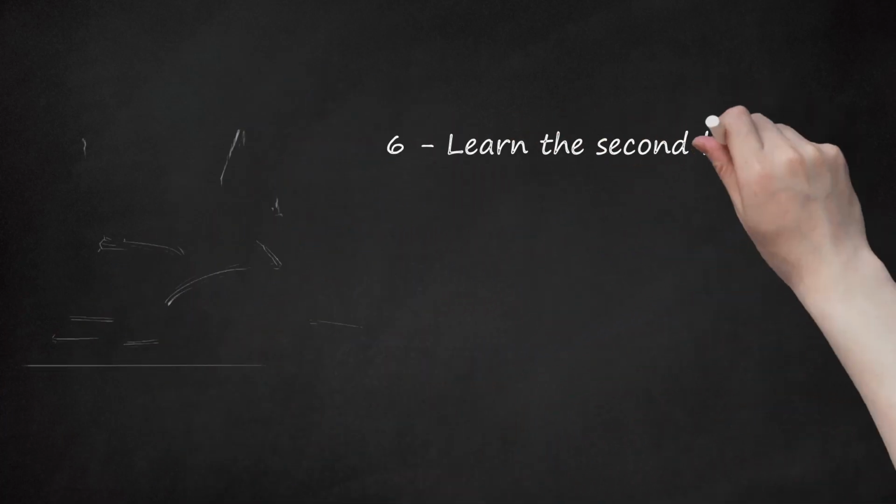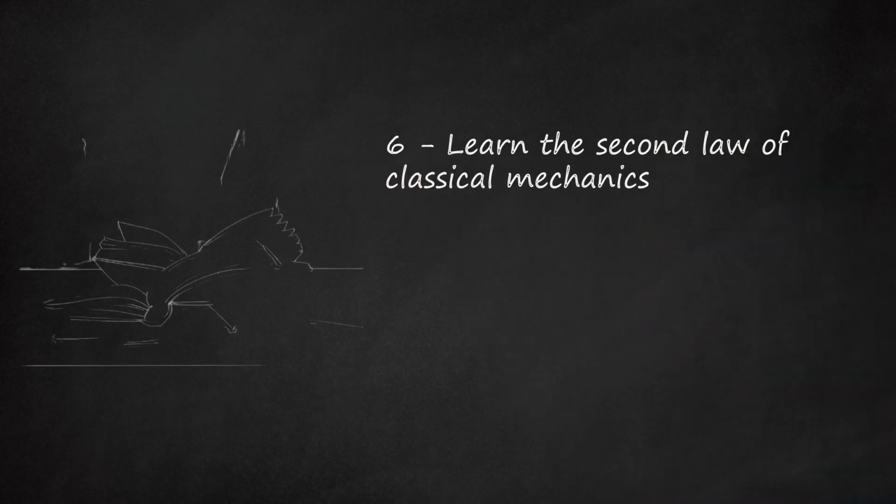6. Learn the second law of classical mechanics. It applies to accelerated systems which are under the effect of an external force. The formula that depicts this law is F = ma, where F is the external force that is acting on the system, m is the mass of the object, and a is its acceleration. An example of an application of this law in physics is the free falling of an object from a high altitude to the Earth's surface.